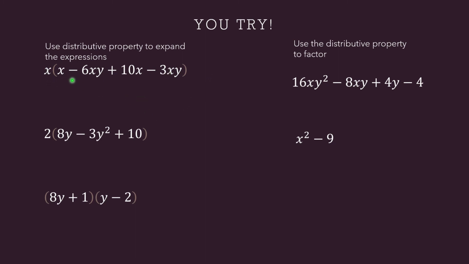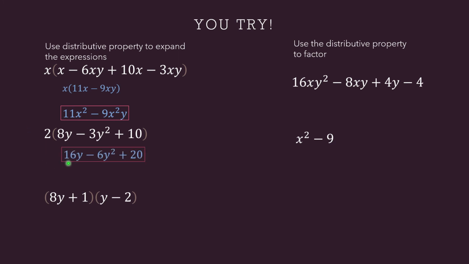So let's go through these problems one by one. For this first one, I hope you saw it. If not, that's fine. You can distribute the x into the problem, or you can look inside the parentheses and see what you can simplify first to make it easier for yourself. So you could have added the x and the 10x together because they're like terms, and then added the -6xy to the -3xy, and that would have given you -9xy. And then after you distribute the x inside the parentheses, this would have been your answer.